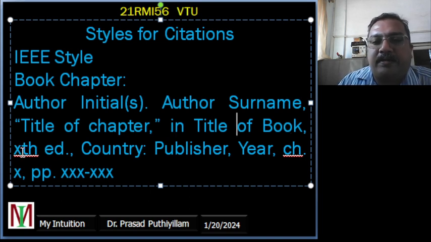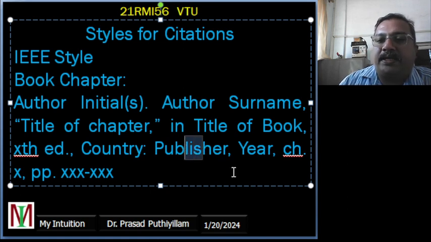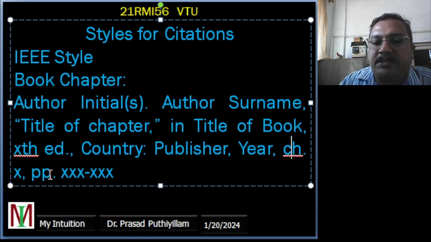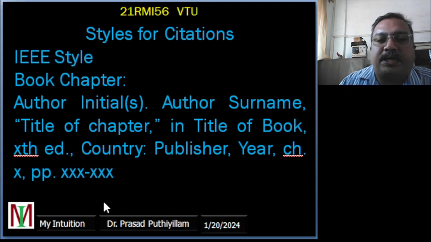Then the edition, whether it is first edition, second edition, or the Xth edition, that we have to mention. We have to mention which country it got published in and who the publisher is, the publishing agency name we need to put. We have to mention the year, and we have to mention the chapter number. ch. x means chapter number, pp means again page number from, page number to. Also you have to mention that. That is in the case of a book chapter, if it is IEEE style.